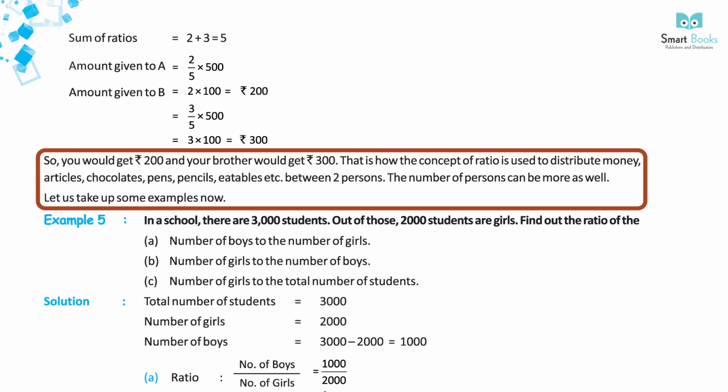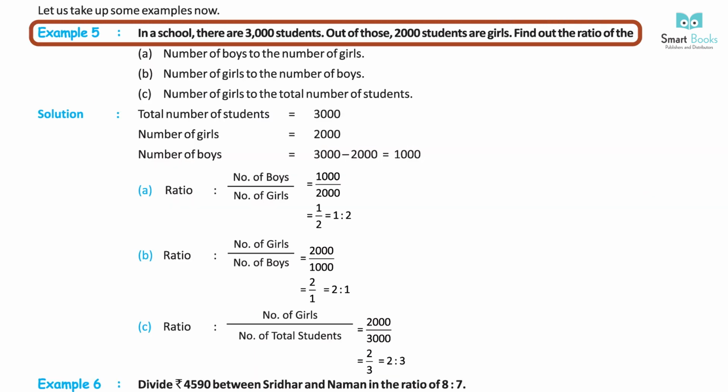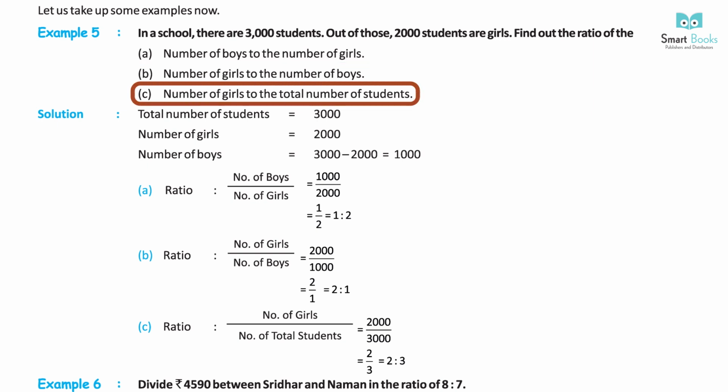Let us take up some examples now. Example 5. In a school, there are 3,000 students. Out of those, 2,000 students are girls. Find out the ratio of A. Number of boys to the number of girls. B. Number of girls to the number of boys. C. Number of girls to the total number of students.